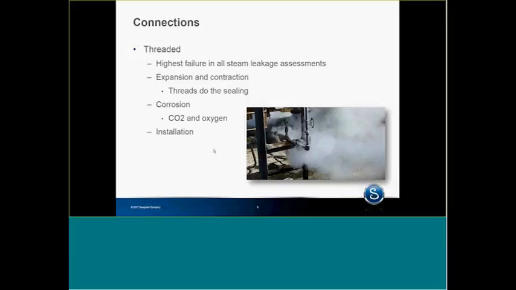The other thing is that when you have a steam system, people have a tendency to forget it's going to expand and contract, expansion and contractions. So you're asking the threads to do the sealing, and you're asking the threads to take up the expansion and contraction. The next thing in the steam and condensate system, you have CO2 corrosion and oxygen corrosion. CO2 corrosion attacks the weakest part of the pipe, that is the thread. Oxygen corrosion can attack the pipe, and it can also attack the threaded connection.